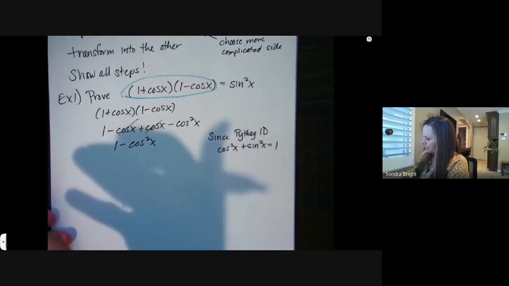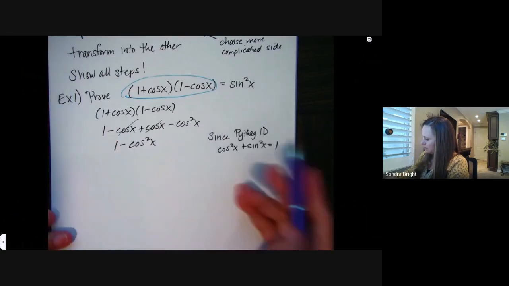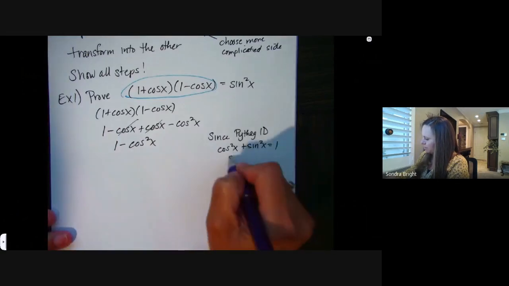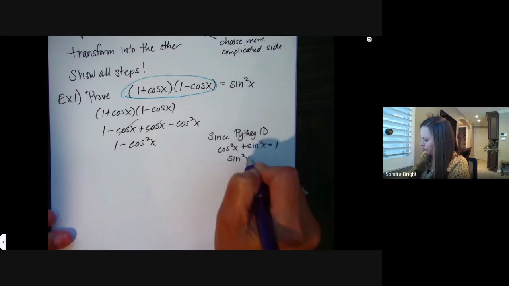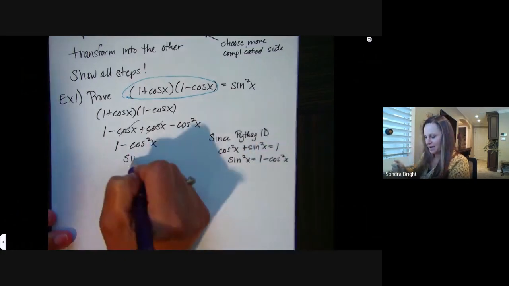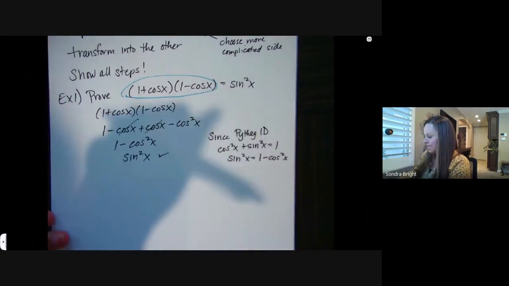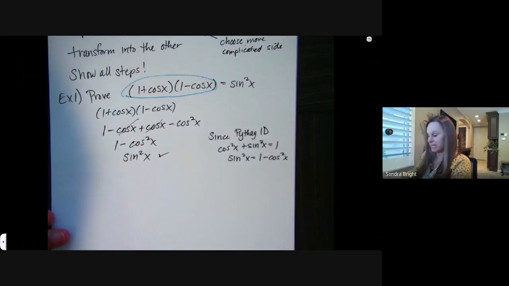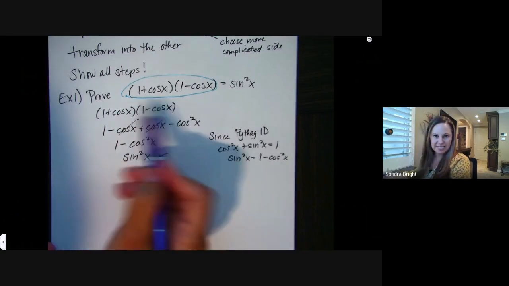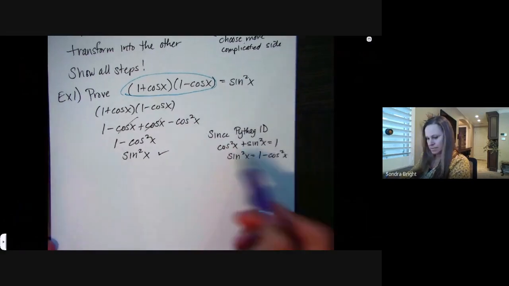So what happens if I subtract cosine squared from both sides? Well, sine squared is equal to 1 minus cosine squared. And there you go. Sine squared. Yay, done. All right, so you have taken the left-hand side and you have transformed it into the right. You just proved this identity, showing every step. And then, I even wrote this over here. All right, so let's do another one.